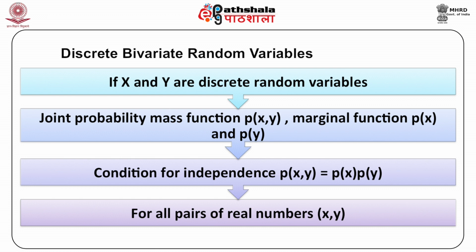Discrete bivariate random variables. If X and Y are discrete random variables with joint probability mass function P(x,y) and marginal functions P(x) and P(y) respectively, then from the definition of independence, X and Y are independent if and only if P(x,y) is equal to P(x) times P(y) for all pairs of real numbers x, y. If X and Y are not independent, they are said to be dependent.